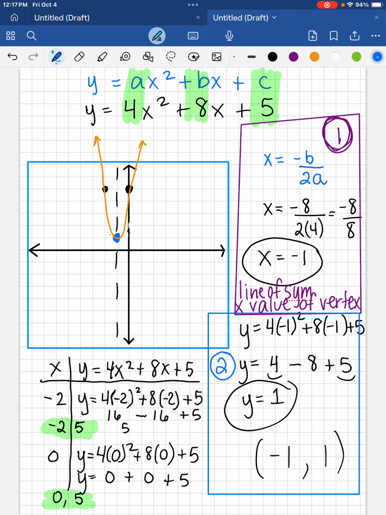And then finally, part 3 was making a table and getting 2 more points, one on either side of the vertex. And that's what I did right here. Okay, so if you're going back through this, steps 1, 2, and 3.